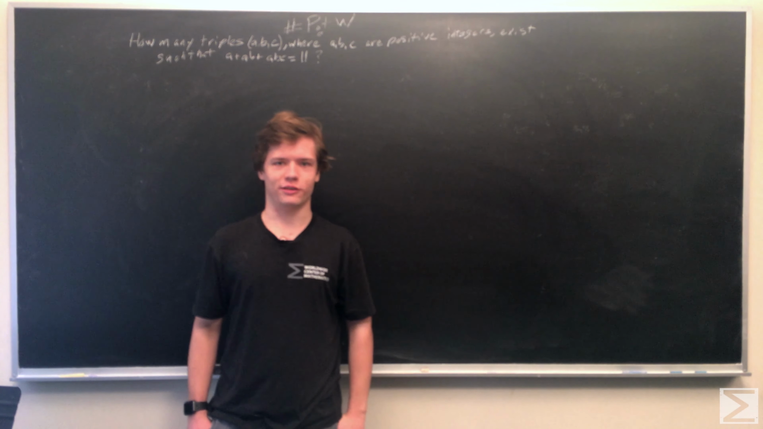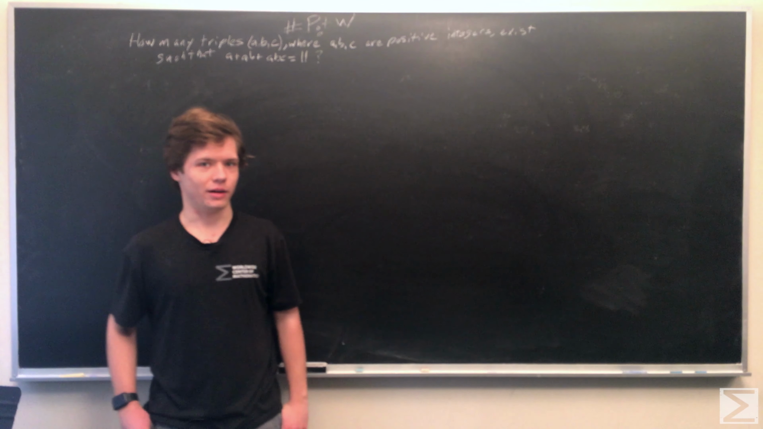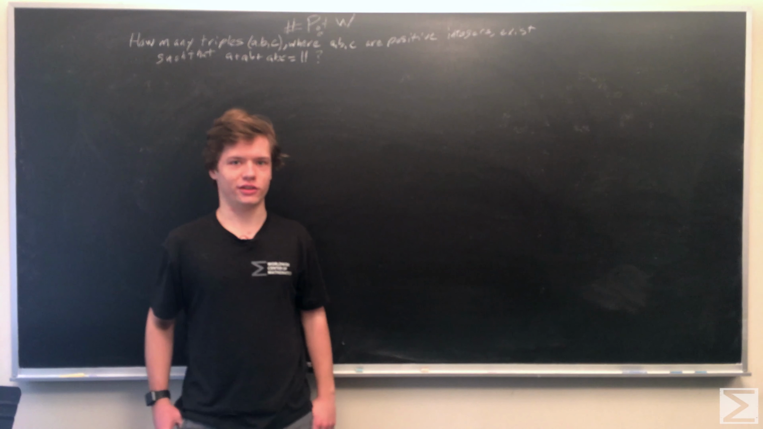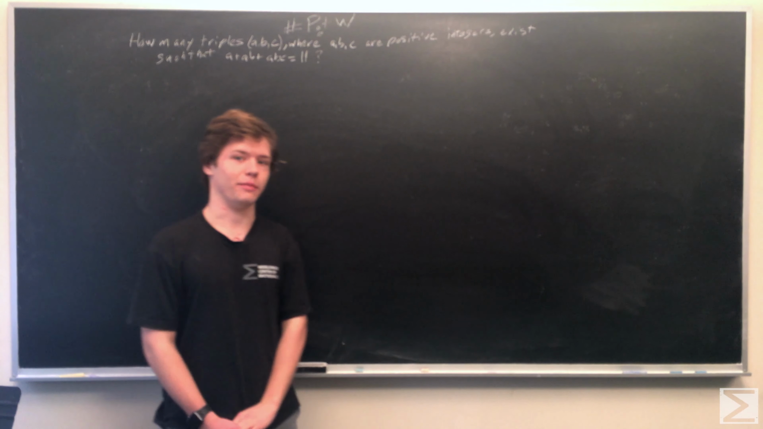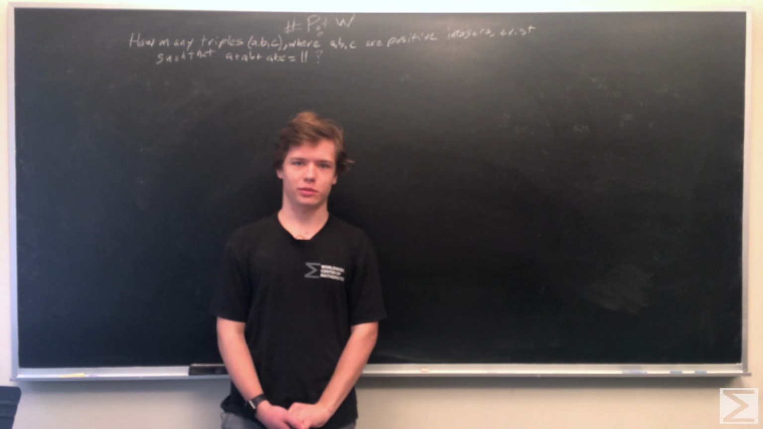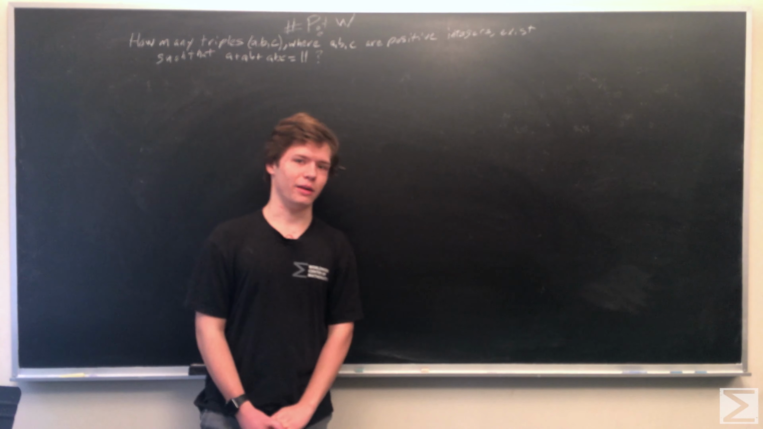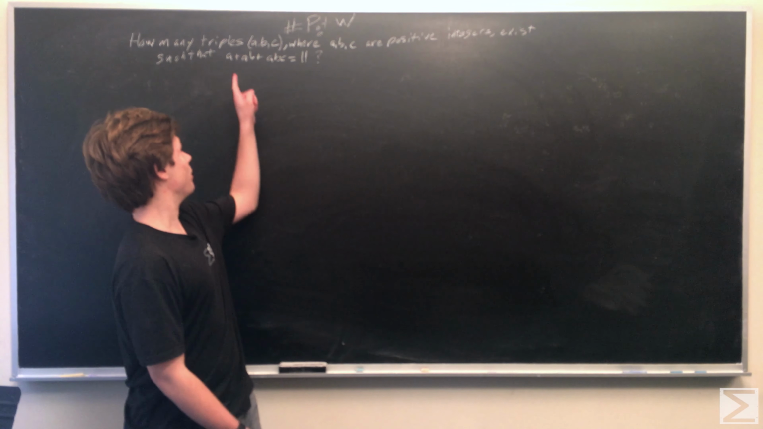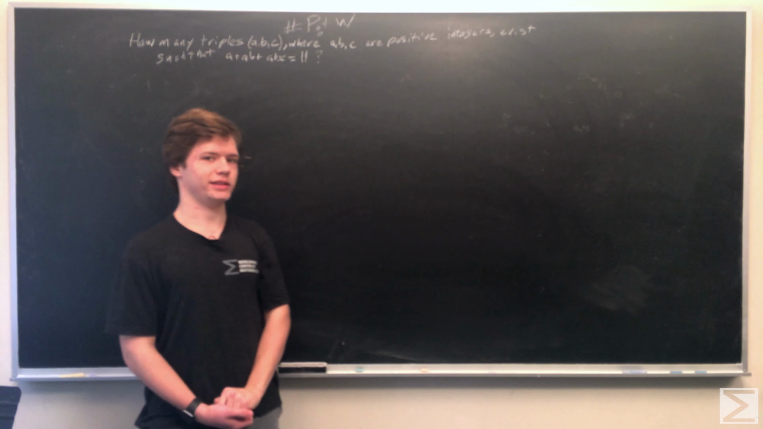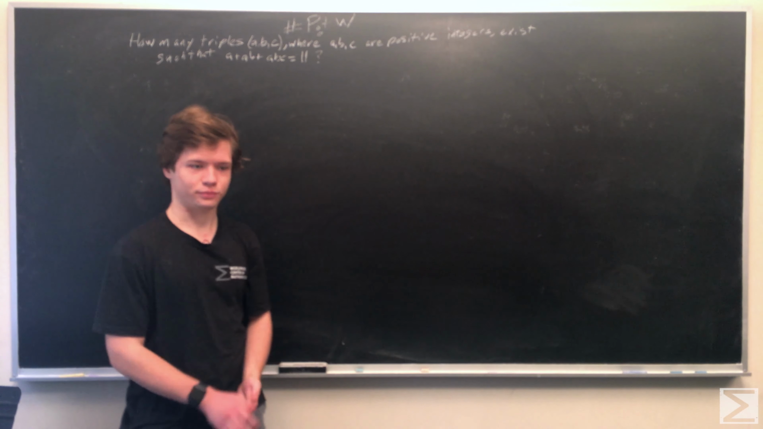For this problem, we're trying to figure out how many triples A, B, and C, where A, B, and C are all positive integers, exist such that A plus AB plus ABC is equal to 11. So from the onset, we can see that each of the terms in the left-hand side of the equation contains an A. So the first thing we'll do is factor an A out.